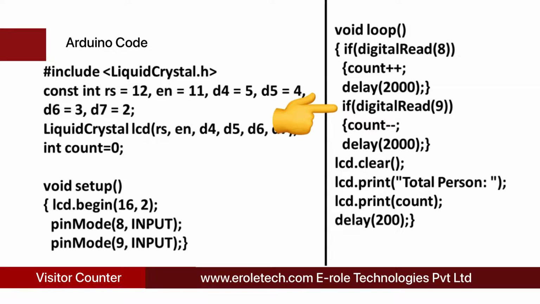When any person leaves the room, IR sensor 2 will give a high signal at its output. When Arduino pin number 9 receives this signal, it decreases the count by 1. lcd.clear. This function is used to clear the LCD screen. lcd.print count. This function will print the number of persons on the LCD screen.